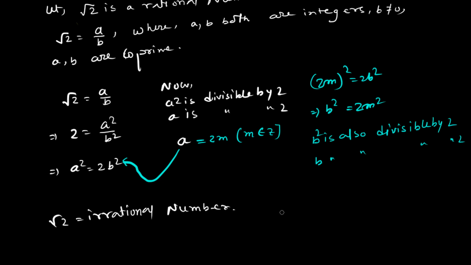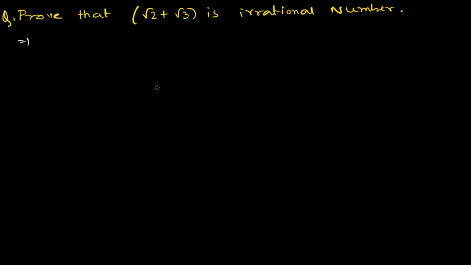Okay, one other type of question we can have, this is the basic type, is that you have to prove something is a rational number. And the other kind is where we have a single number which we have to prove is irrational.